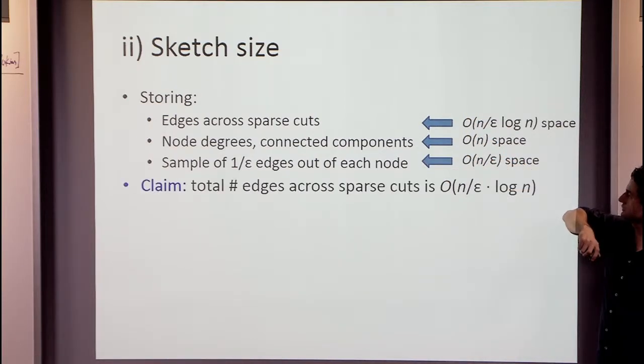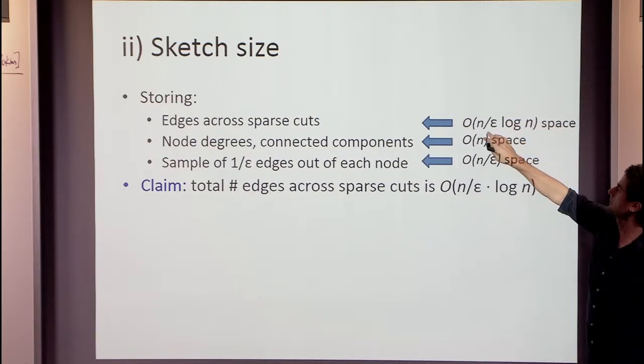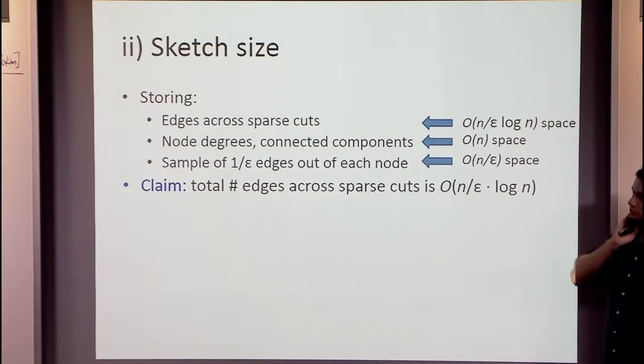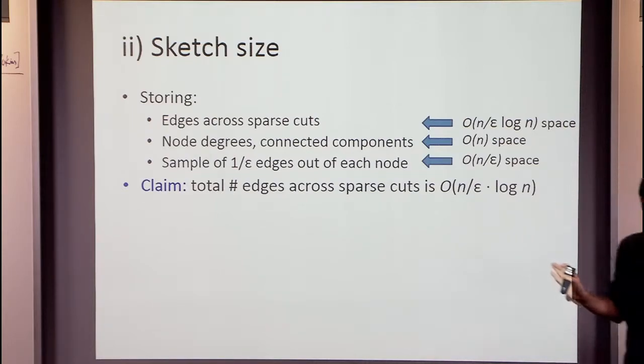And for this first part, we can prove, it's a relatively simple claim, that the edges across sparse cuts are only n divided by epsilon times log n. There is only that many edges across the sparse cuts. Okay, and we'll prove this claim now.